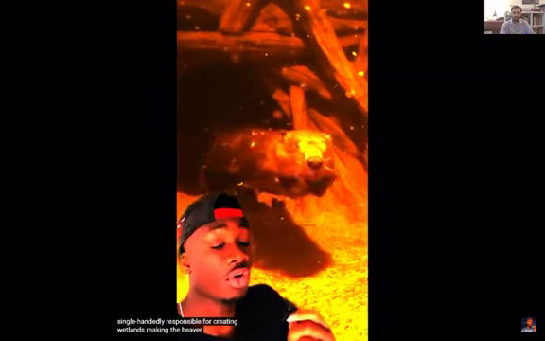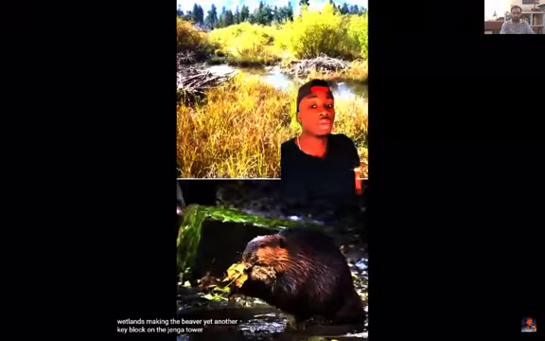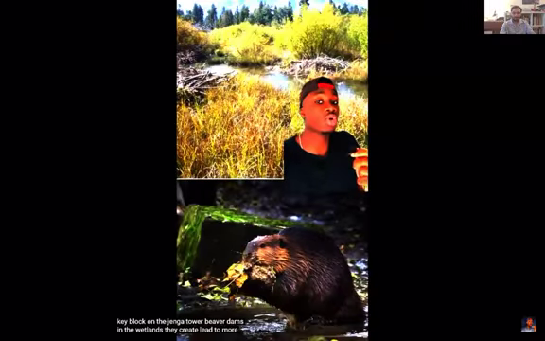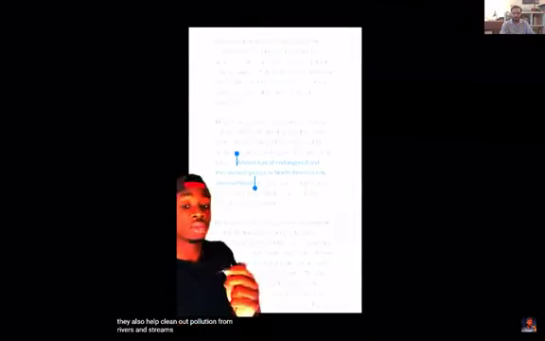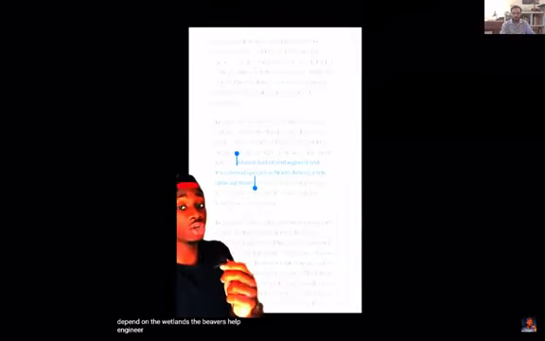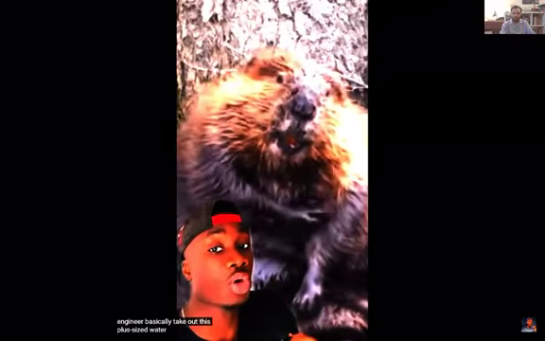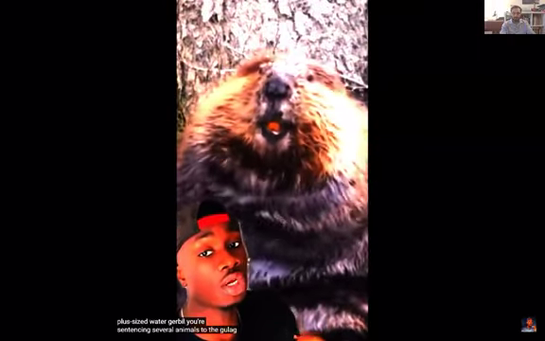But it also means in some places, beavers are single-handedly responsible for creating wetlands, making the beaver yet another key block on the Jenga tower. Beaver dams and the wetlands they create lead to more herbaceous plants growing by the water. They also help clean out pollution from rivers and streams, and about half of the endangered species in North America depend on the wetlands the beavers help engineer. Basically, take out this plus-size water gerbil and you're sentencing several animals to the gulag too.